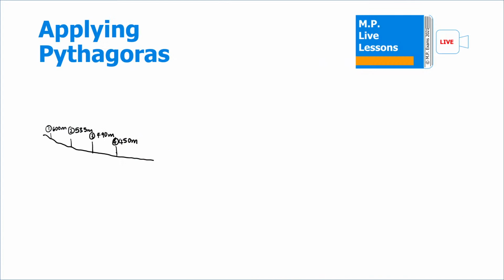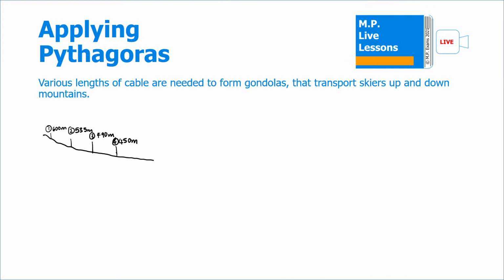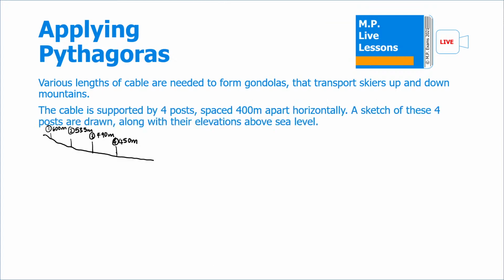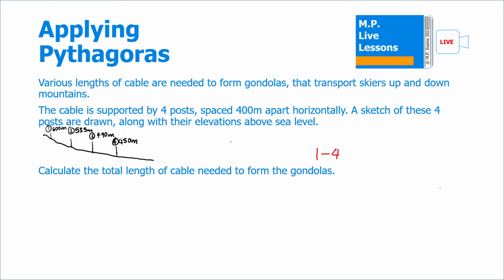Now you could apply Pythagoras in many ways. So let's say various lengths of cable are needed to form gondolas. So these are structures that will transport skiers up and down mountains. So we've got the cable supported by four posts spaced 400 meters apart horizontally. Now I've sketched these out and have shown the elevations above sea level, and then you should calculate the length of the cable needed to form the gondolas and assume that it starts at 1 and finishes at 4. So really you've got four triangles, each 400 meters apart, and you'll just need to find the change in elevation.